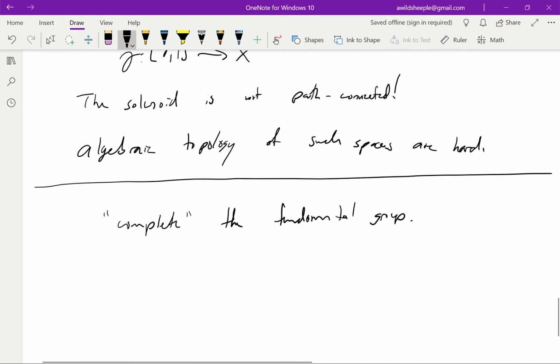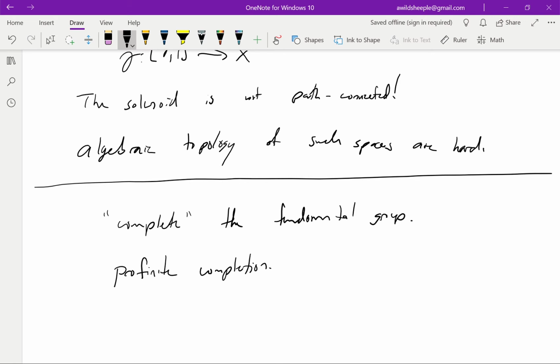Well, we want to do the same sort of thing here. We want to complete the fundamental group in a way so that it contains limits that are indexed by this sequence of numbers and maps between them. And this notion exists, and for us, it's called the profinite completion.